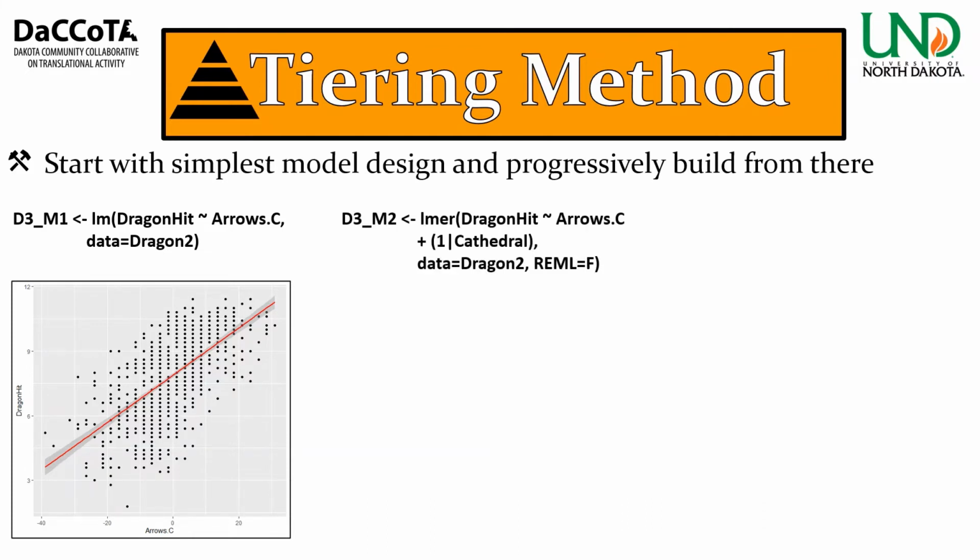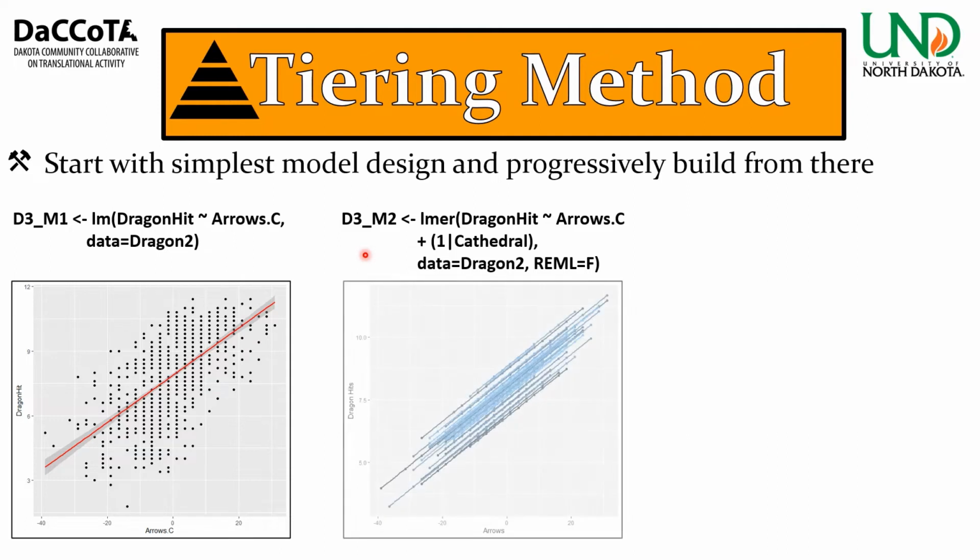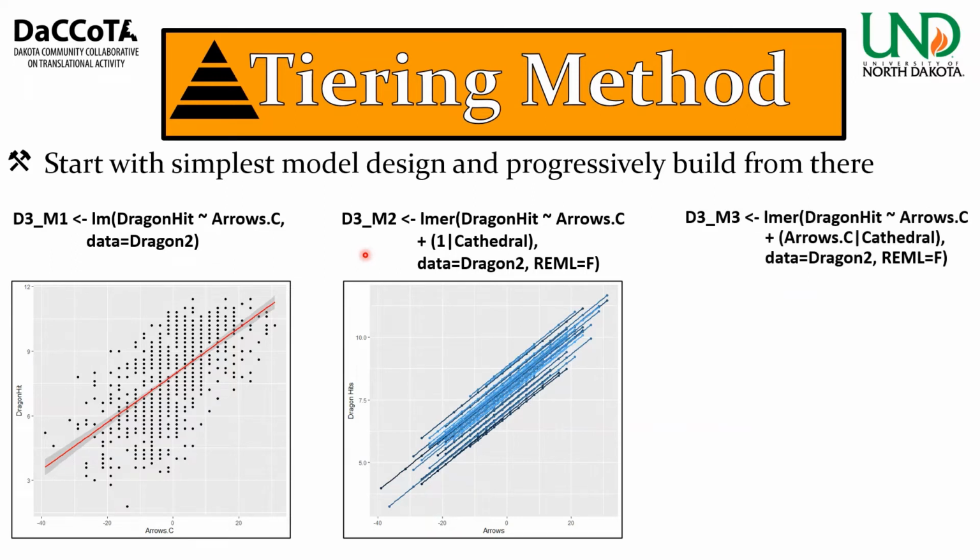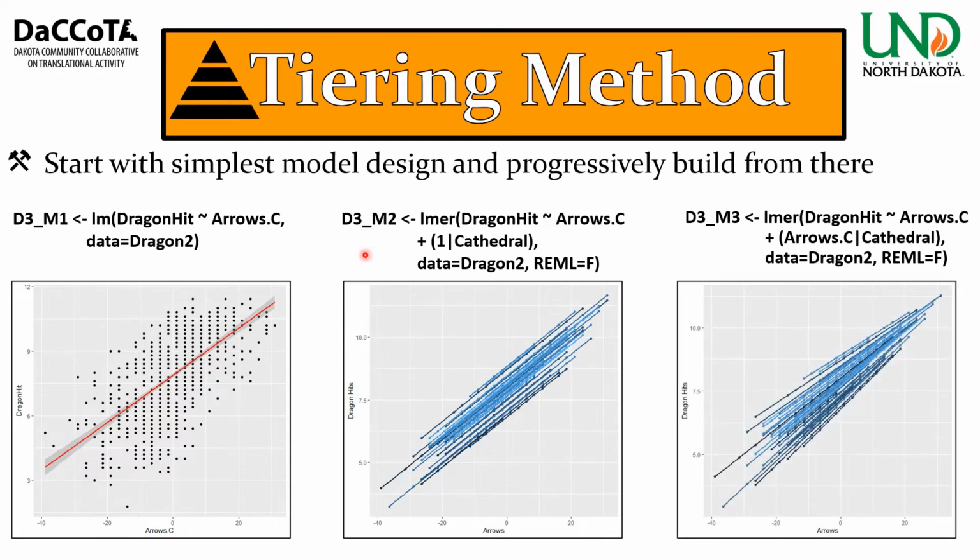But then make it a little more complex, adding cathedral as a random effect with a random intercept. We get this outcome. And then making it even more complex, adding cathedral as a random intercept and slope, so each of those lines can vary, and we get this outcome.